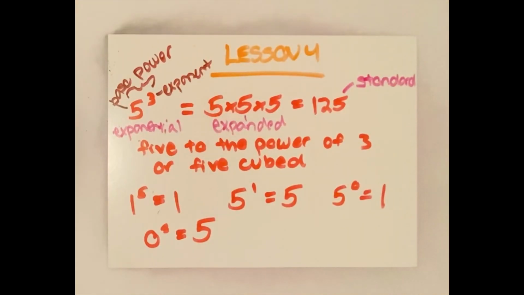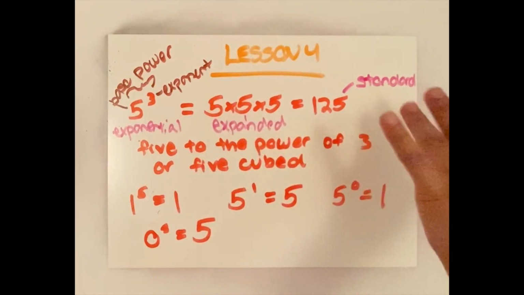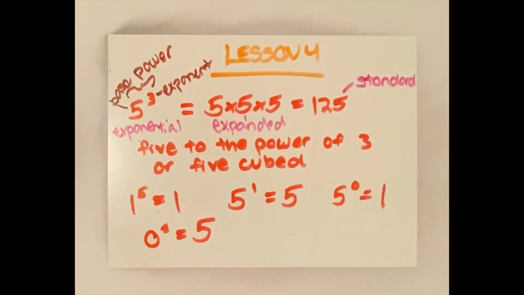Congratulations on finishing Lesson 4 of Math 7 with the Alberta Curriculum Tutor. Here we have an overview of what we covered, and it is a lot that we covered today. Just to recap, we talked about the parts of an exponent, the different forms that numbers could be written in, how to say an exponent out loud, and then little tricks for doing exponents.